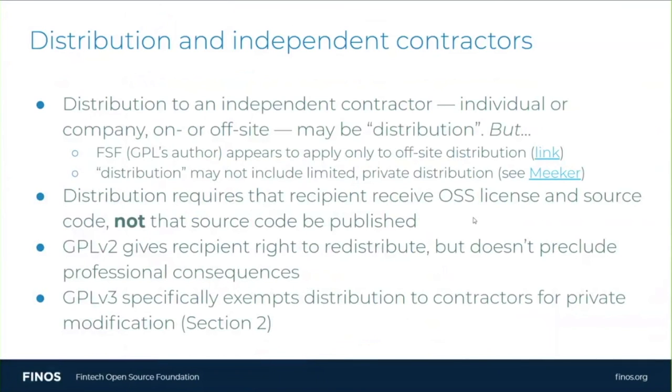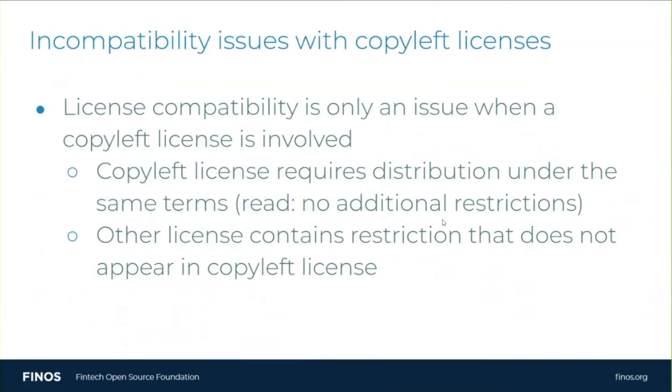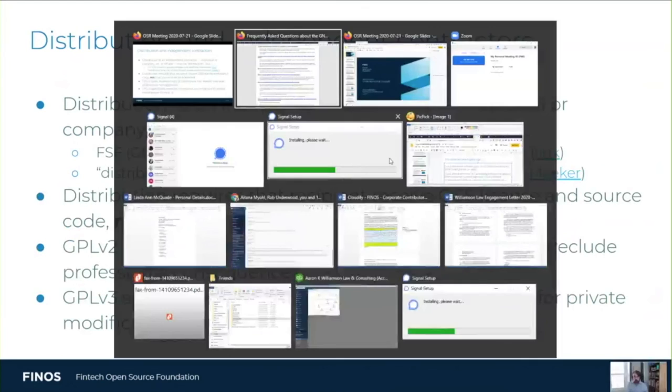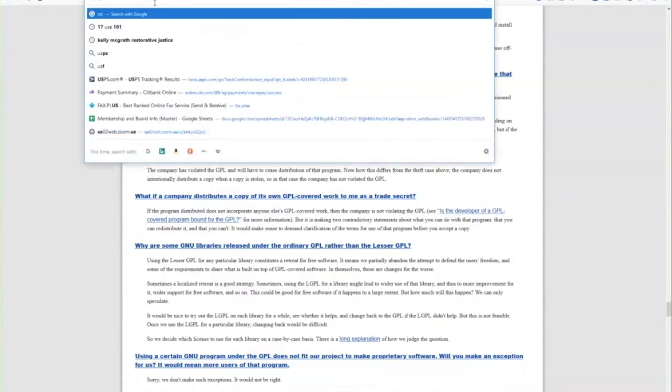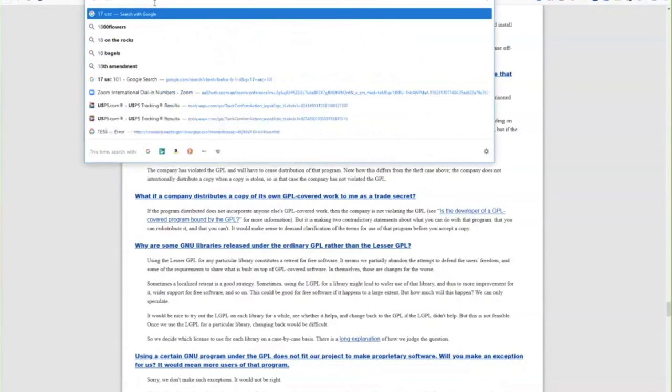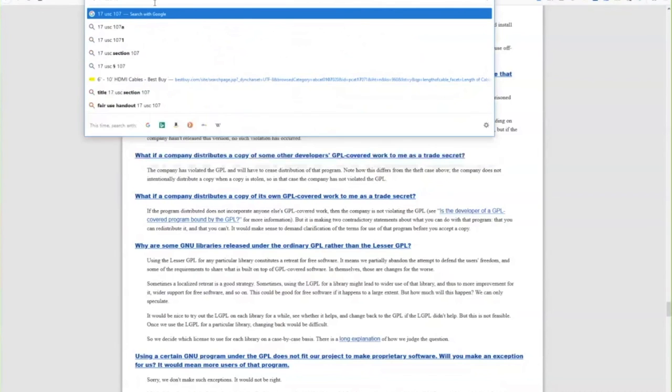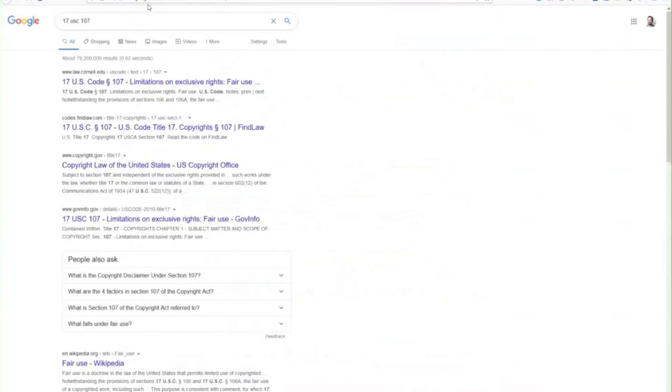Now, there's also an argument presented in Heather Meeker's paper that distribution under the Copyright Act does not include private limited distribution. So basically, in other words, what distribution means, let me just go ahead and bring up the Copyright Act again, because it's relevant.